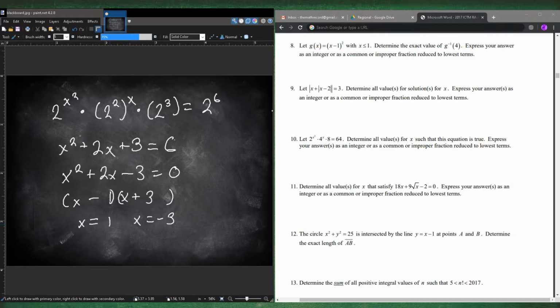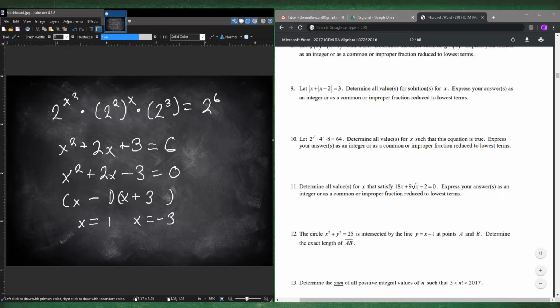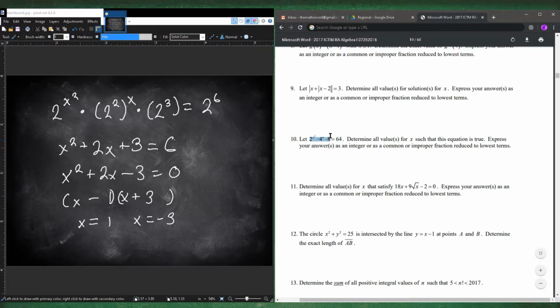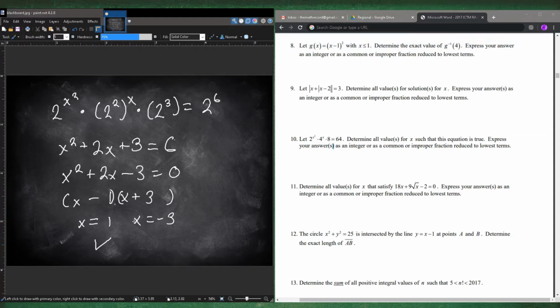So you can plug this back into the equation. Actually, you could just plug it back into the original equation, right? So 1: 2 to the power of 1 squared, that's 2 to the 1. And then 2 times 4, which is 8, times another 8 is 64. Okay, so 1 works. So 1 is an answer.